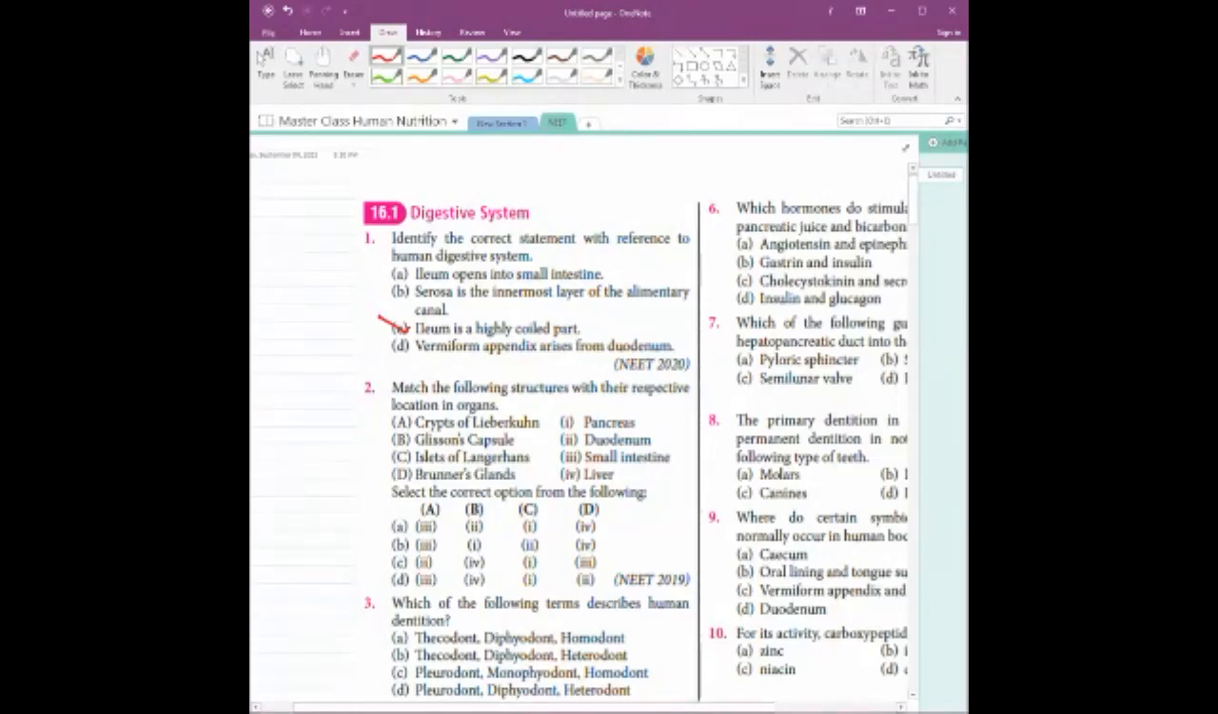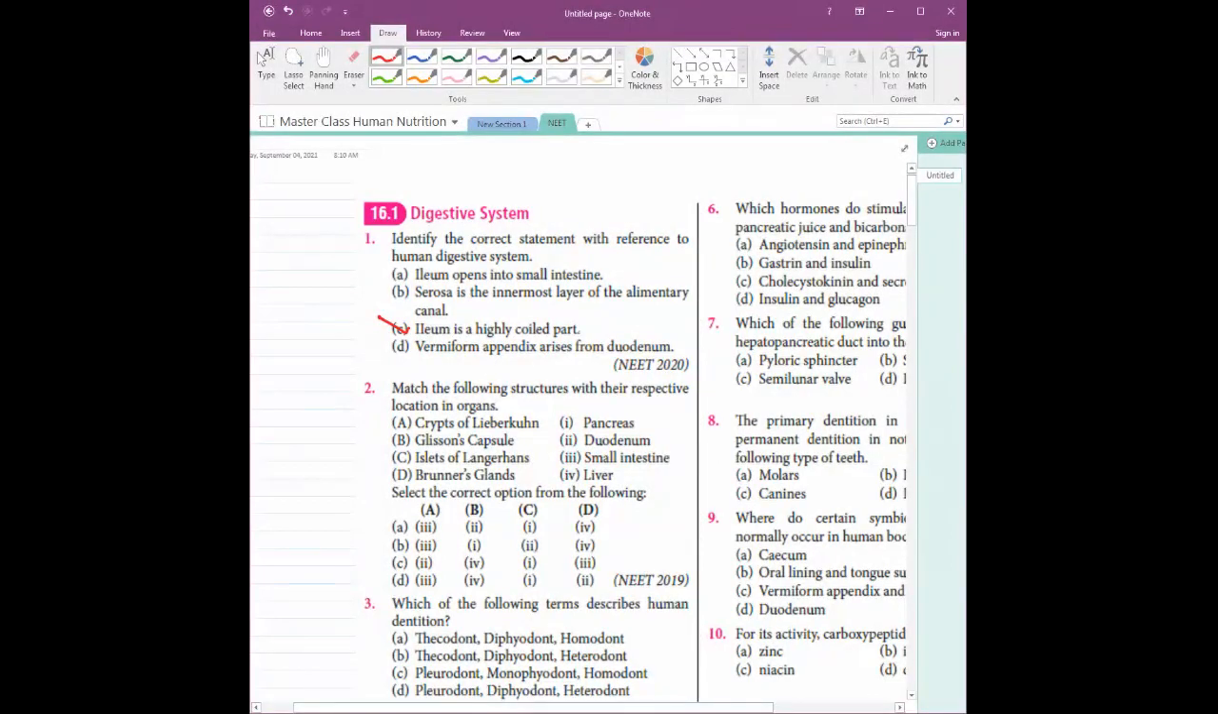Vermiform appendix arises from the duodenum. Which part is it going to arise from? Where does the vermiform appendix arise from, guys? Very nice. It is going to be the cecum.